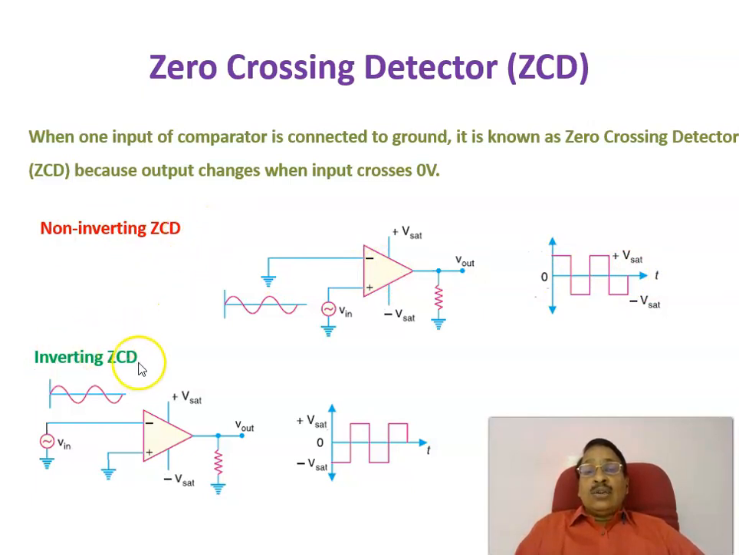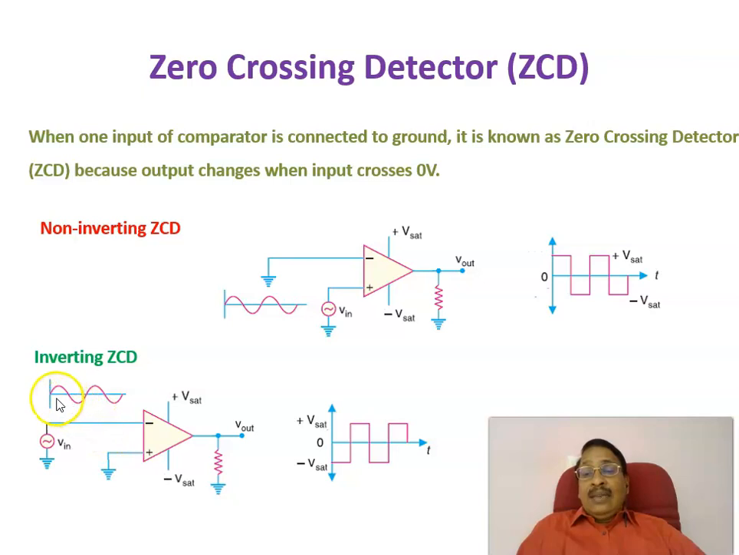In an inverting zero crossing detector, the change is that rather than giving the input to the non-inverting terminal, here the input is given to the inverting terminal. The signal for which zero crossing detection is to be done is given to the inverting terminal, and the non-inverting terminal is grounded. Therefore, again the rule in the case of a comparator is that if Vi is more than V sat, V0 equals minus V sat. If Vi is less than V sat, output voltage equals plus V sat.